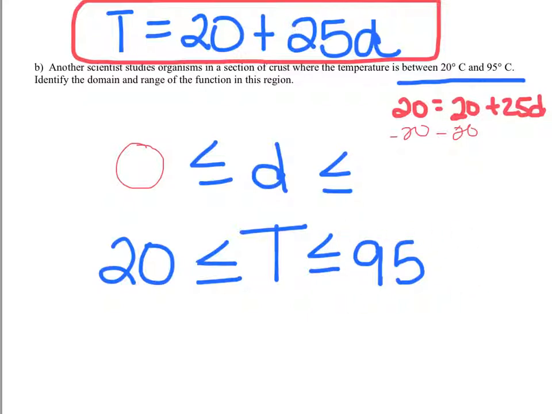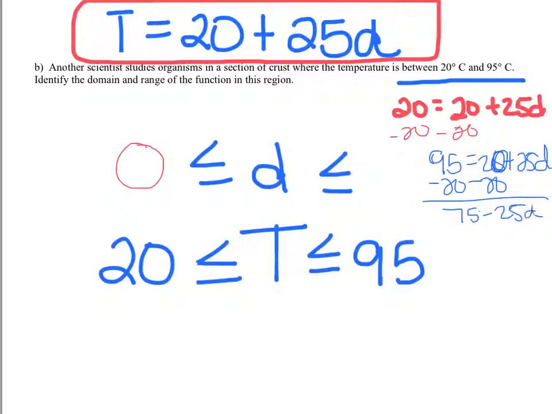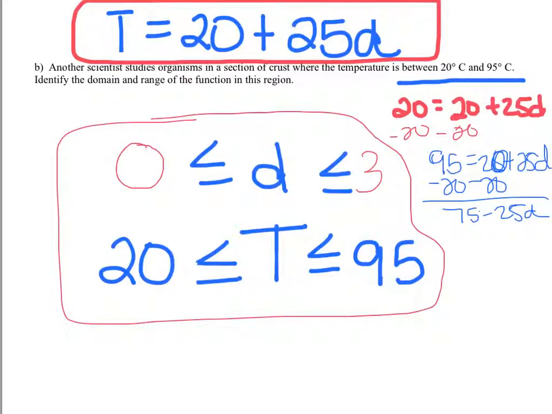The next thing I have to figure out is what's the distance that goes with 95 degrees Celsius. So to do that, I would replace T with 95, and then solve for d. Sorry, that's 95 = 20 + 25d. So you'd subtract 20 from both sides, which is 75, and then you would divide by 25, and you would end up with 3. So in this problem, you were really given the range, and we were able to find the domain by plugging in.